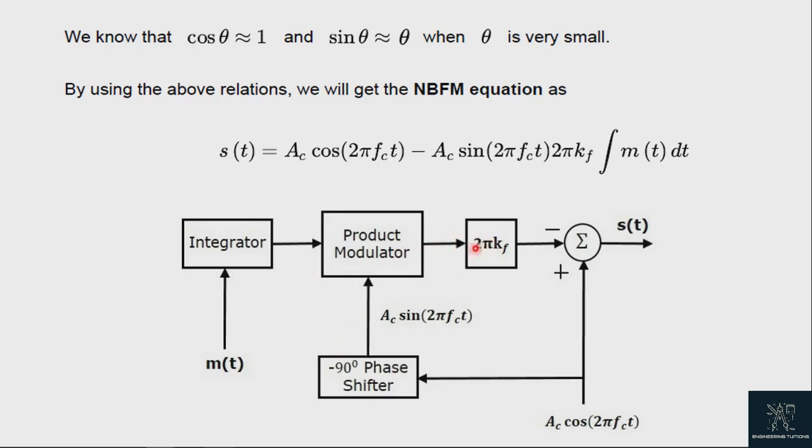This is further multiplied by 2 pi kf by placing a block 2 pi kf in the forward path. The summer block has two inputs which are nothing but the two terms of the narrowband FM equation. Positive and negative signs are assigned for the carrier signal and the other term at the input of the summer block. Finally, the summer block produces narrowband FM.